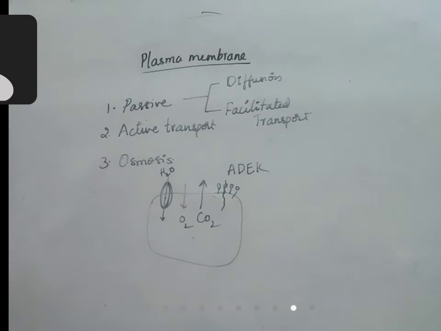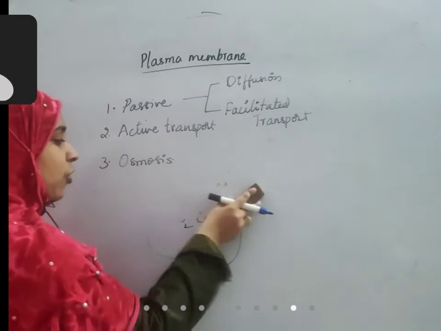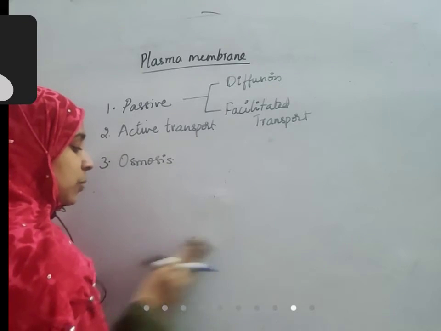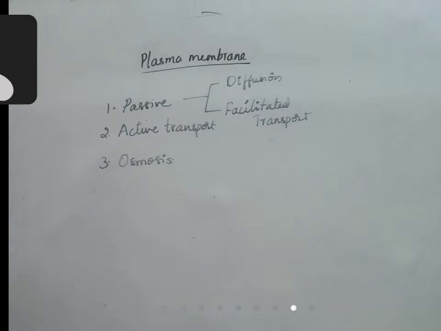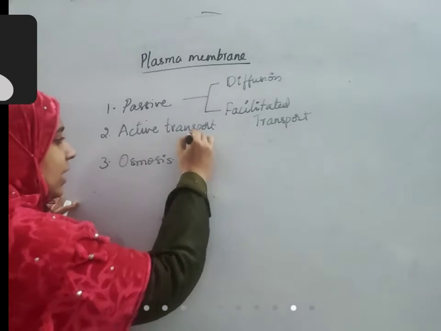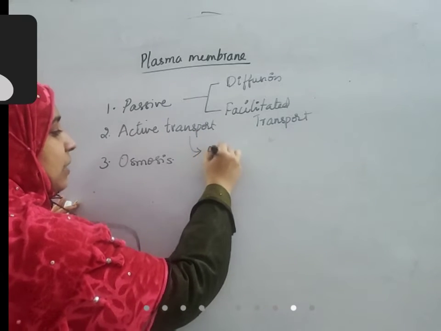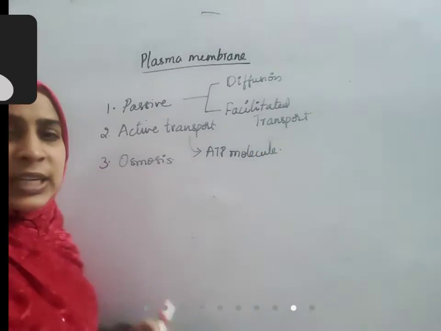Certain proteins also pass through with the help of protein molecules. This type of transport is called facilitated transport, where one molecule helps another molecule to pass through the cell membrane. Active transport requires ATP molecule. ATP molecule should be present. Then only it can pass through.